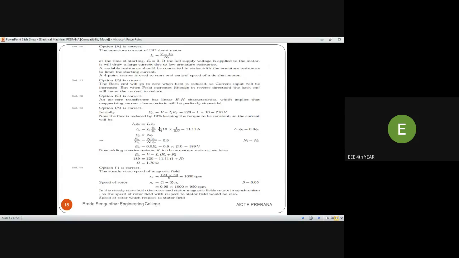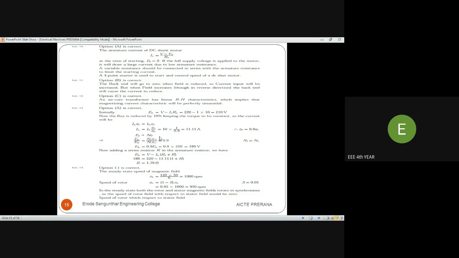How is it possible? Back EMF EB1 equals V minus IA1 into RA, that is 220 volts minus the initial armature current IA1 into 1, which is 10. So we get the EB1 value as 210 volts. It is a DC shunt motor, so IA1 phi 1 equals IA2 phi 2. To determine IA2, IA2 equals IA1 into phi 1 by phi 2. So 10 into 1 by 0.9, that is 100% divided by 90%, and we get 11.11 ampere.